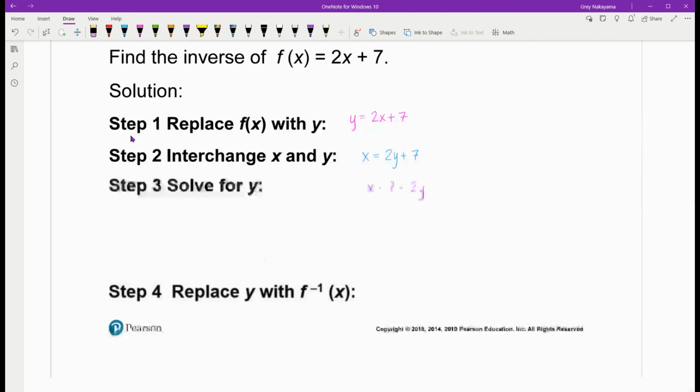So first off, I'm going to subtract 7 from both sides. And then I'm going to divide by 2. And you can leave it like that. You don't have to get anything fancy. At the end, replace y with f inverse of x. So that's going to be your answer.